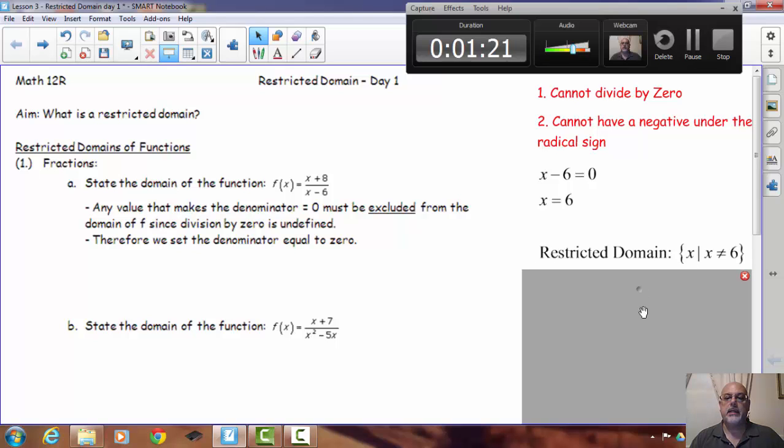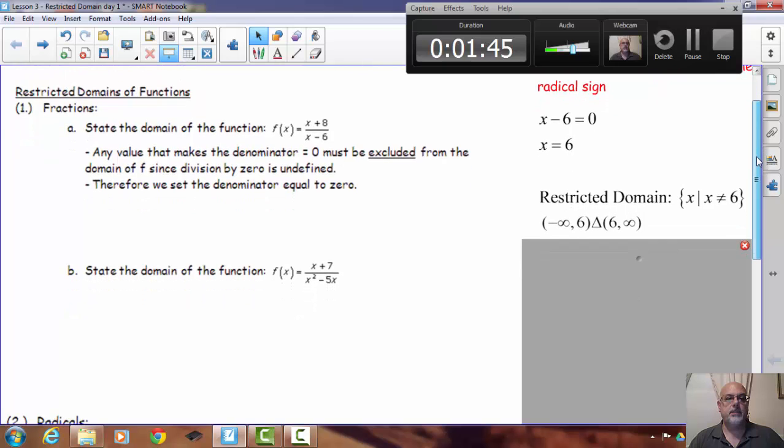If we were to write it in set builder notation, we would say all values of x such that x is not equal to 6. Or we could put it in interval notation: x is less than 6 and x is greater than 6, but x does not equal 6. Let's look at another example.